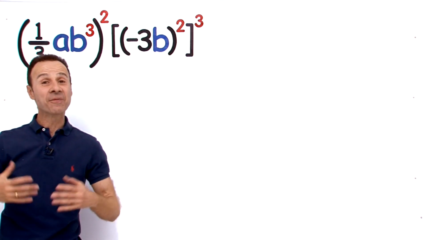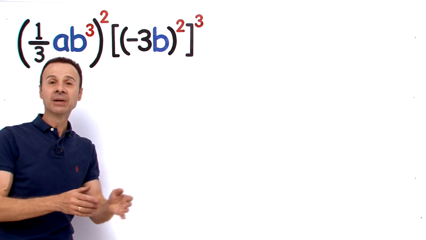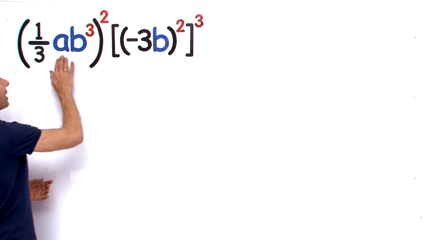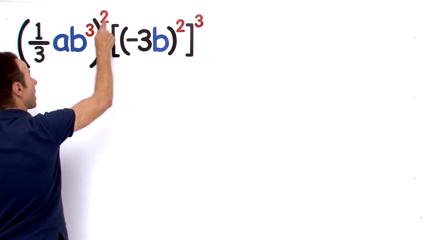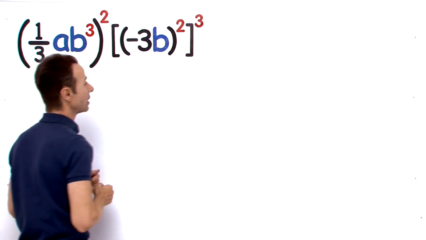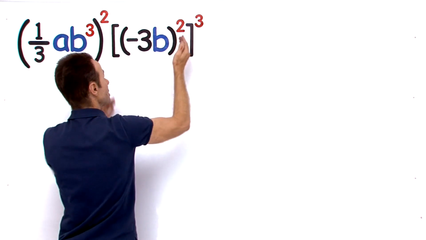All right, guys, let's evaluate this expression right along here. We're going to use power of a power and power of products in order to solve this. As you can see, we've got (1/3 a b cubed) all to the power of 2, and then we've got (negative 3 b squared) all to the power of 3. The first thing I want to do is apply these powers to what's inside the brackets.